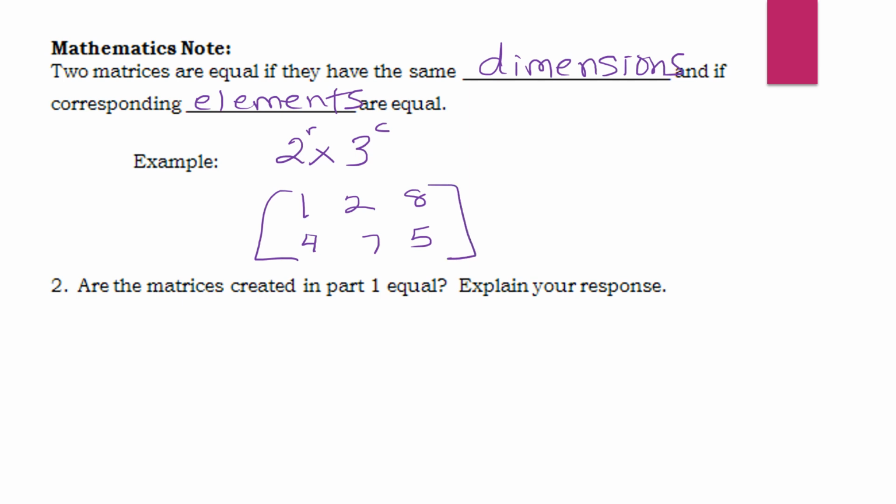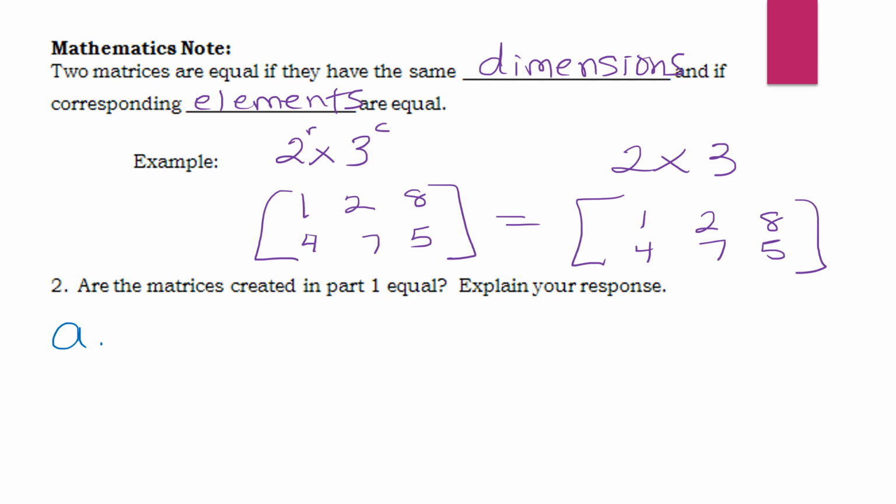In order for it to be equal to another matrix, it would have to have the same dimensions, so it still has to be a 2 by 3, and the same elements. So wherever I put the elements the first time, they're going to be in the exact same spot and be equal to each other.